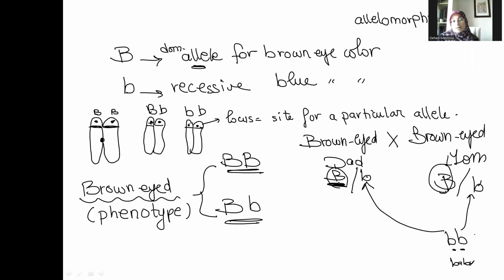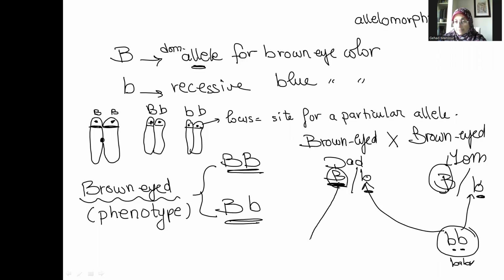But since they had a baby with a recessive phenotype, which is the blue eye, then they should have a hidden recessive allele here. So what are the possibilities?